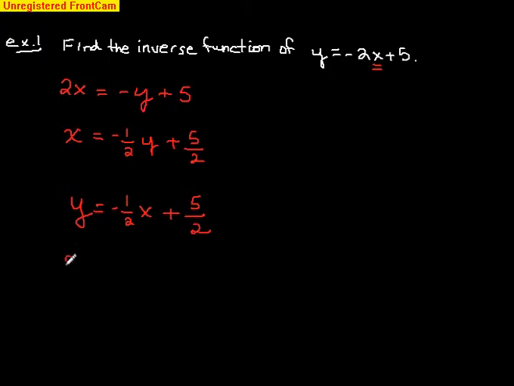Now later we're going to use function notation, and to denote an inverse function it's going to look like that. It has this little -1 up here, like that. And that just tells you that it's the inverse function. Now if we were to graph these two lines, they would reflect over the line y equals x.